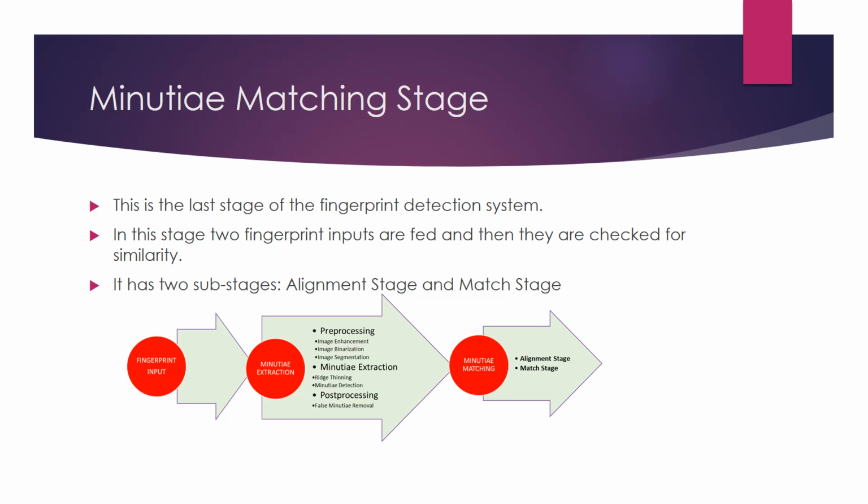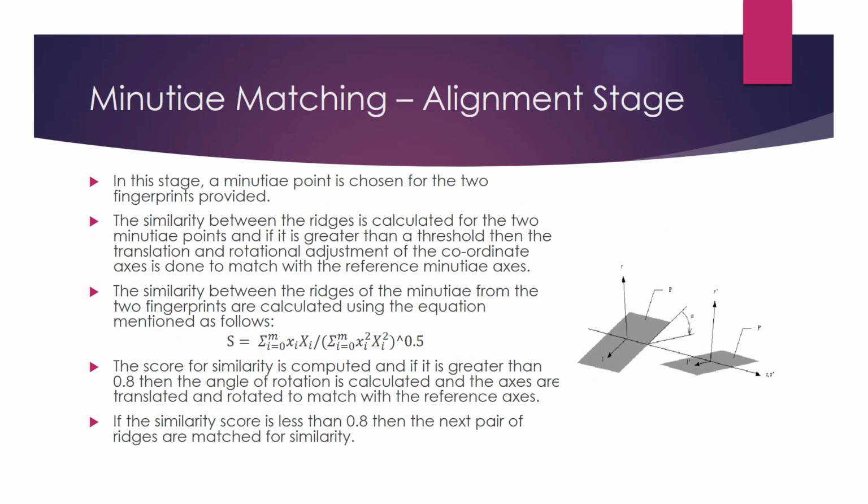Next stage is the minutiae matching stage. This is the last stage of the fingerprint detection system. In this stage, 2 fingerprint inputs are fed and then they are checked for similarity. It has 2 sub-stages, the alignment stage and the match stage. Minutiae matching and the alignment stage.